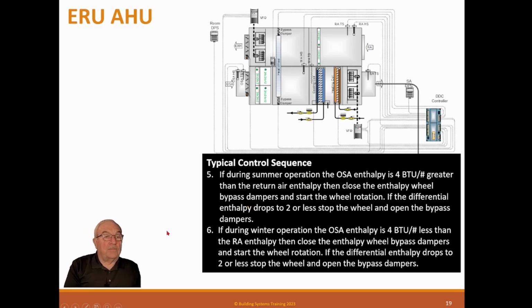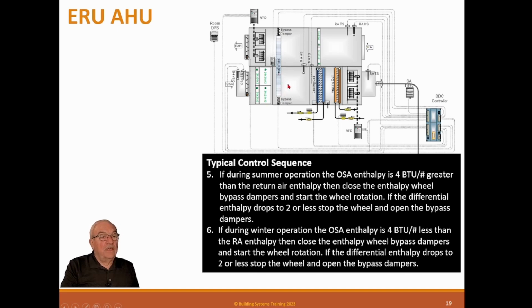If during summer operation the outside air enthalpy is 4 BTU per pound greater than the return air enthalpy, then close the enthalpy wheel bypass dampers and start the wheel rotation. If the differential enthalpy drops to 2 or less, then stop the wheel and open the bypass dampers. So this wheel has bypass dampers, and these bypass dampers are basically to relieve the pressure. So there's still air going through the wheel, but we've got it bypass, so we're relieving pressure to save some energy.